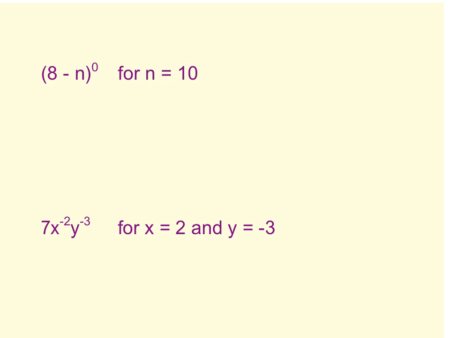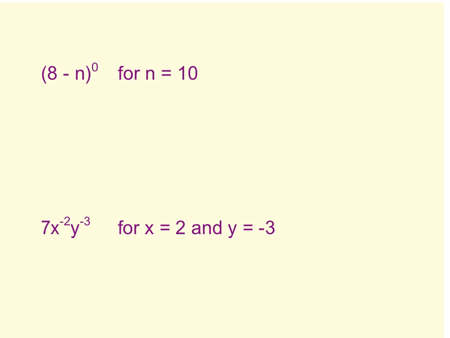All right, here's our last slide. We're just going to do these two examples. What we're doing here is just substituting in numbers for our variables and then simplifying, but all of our examples will involve exponents. So simplify 8 minus n to the 0 power.